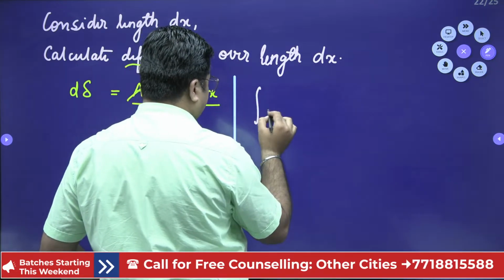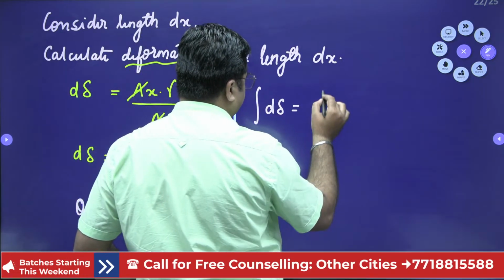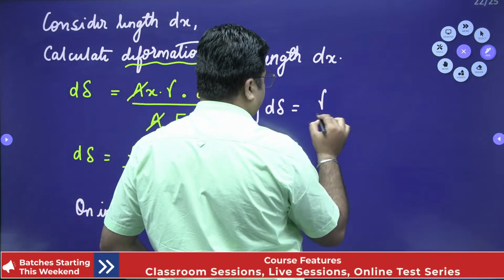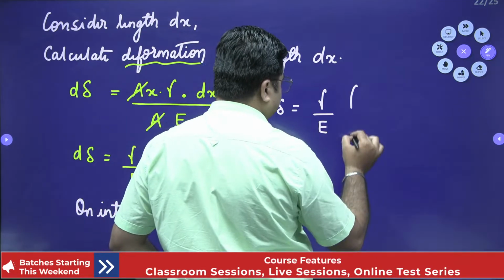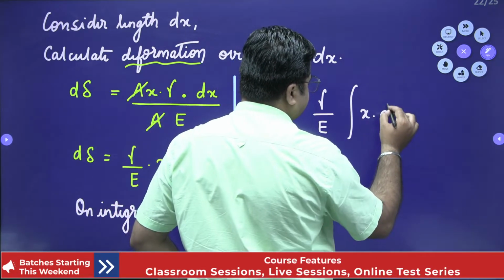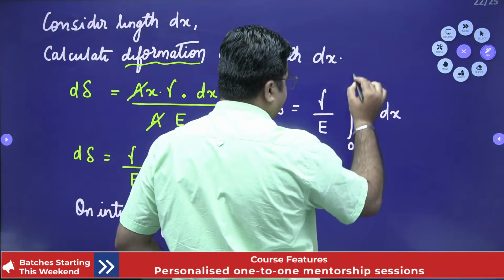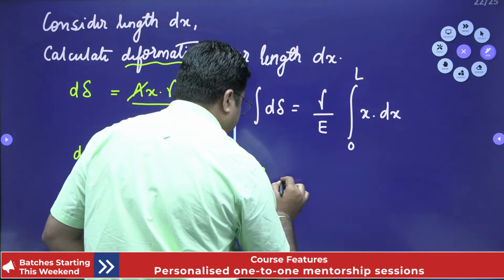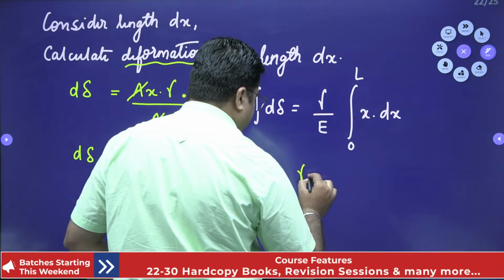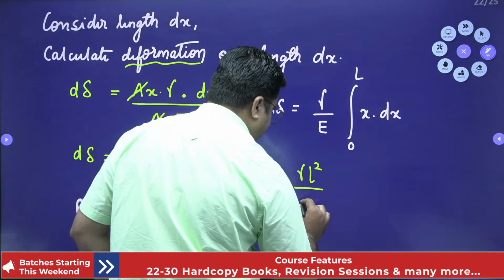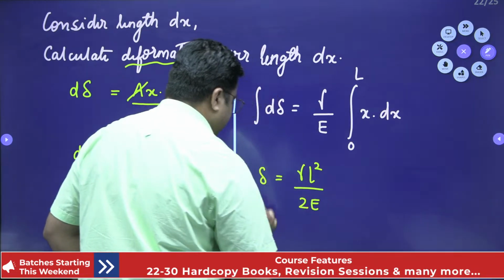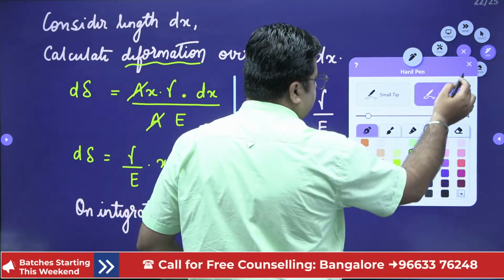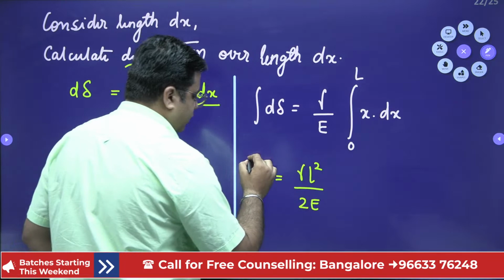So integration of d delta equals integration of, I'll take gamma by E outside because these two are constants, integration of x dx from 0 to L. So the total deformation delta comes out to be gamma L square divided by 2E. So this is the total amount of deformation that will come under the self weight of the member.